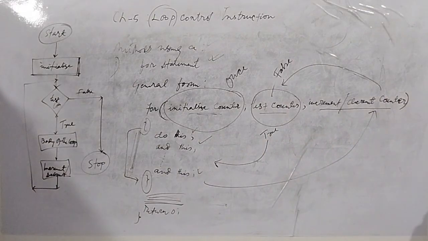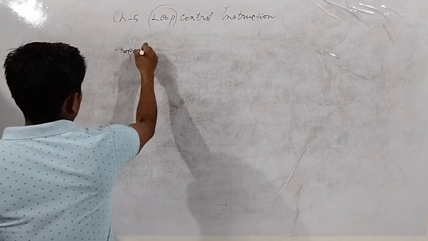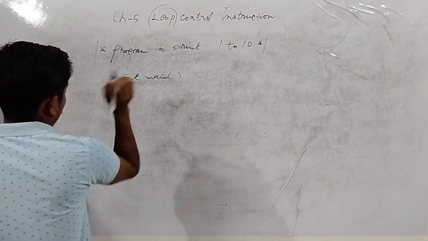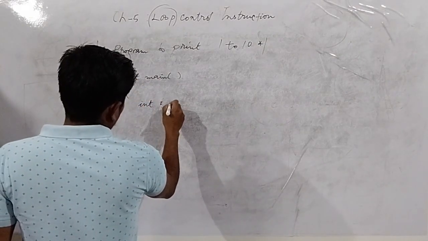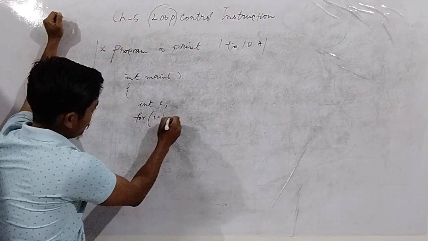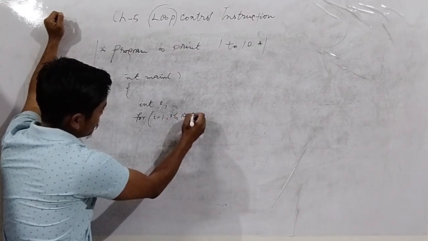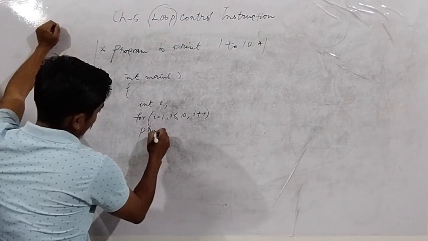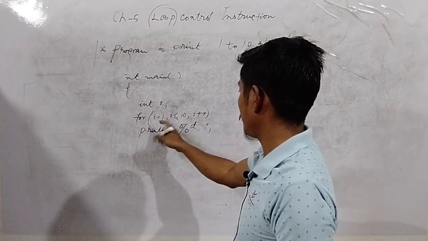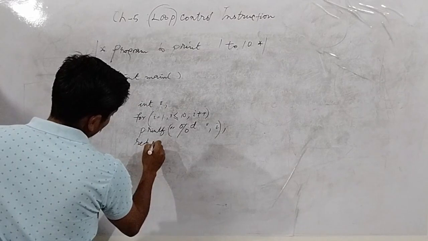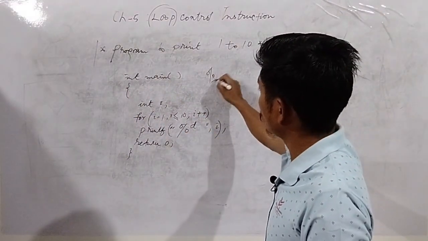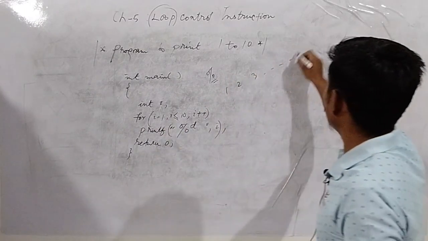Let's see a very simple program with an example. Program to print 1 to 10. Int main, starting of main function. Integer I. For I equals 1, I less than equal to 10, I plus plus. Now printf, this is an integer, so percentage d, space, make one space. Now what is the variable? I. Return 0, close bracket. That's all. Run our program, the output will be 1 2 3 up to 10.